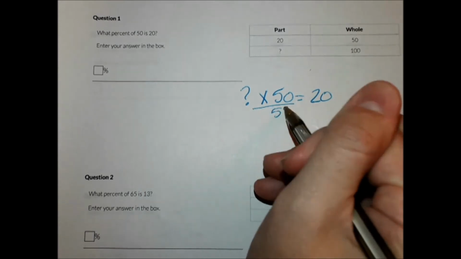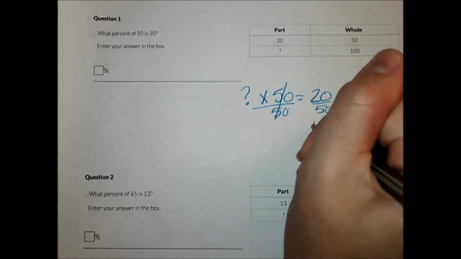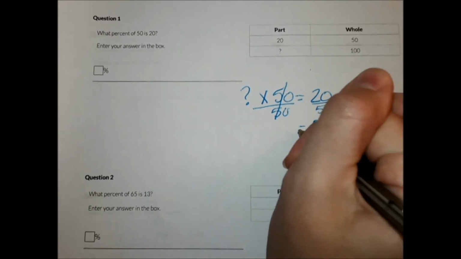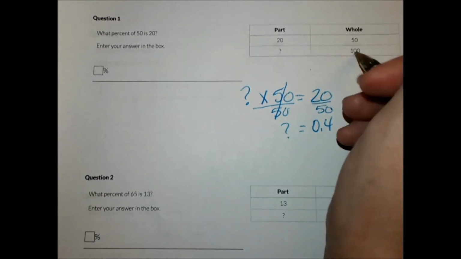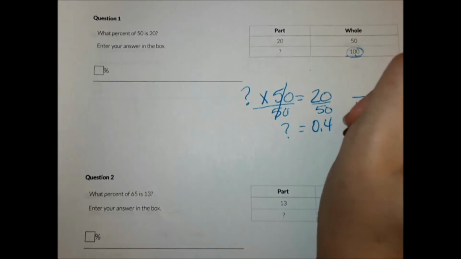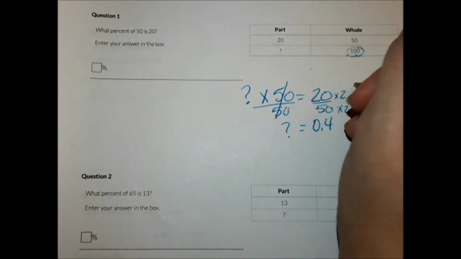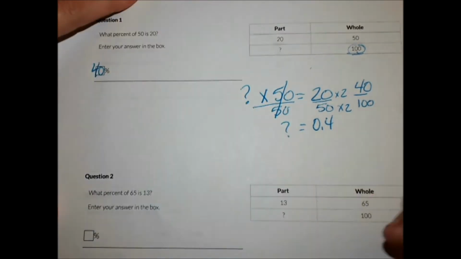So now all we have to do is do the opposite. We're going to divide both sides by 50. 20 divided by 50 gives us 0.4 if you do it on the calculator. But if you wanted to make it part of a whole, you could just make it equal to something over 100. So you multiply by 2, multiply by 2, and you do get 40. So it would be 40%.